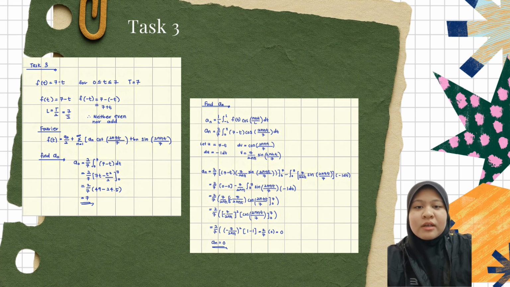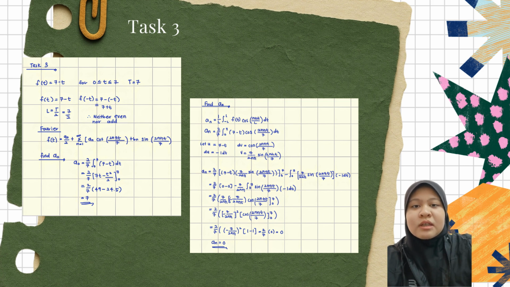For task 3, we are required to determine the Fourier series of the given function, which is f(t) equal to 7 minus t for the interval from 0 to 7. The first step is to identify whether the function is even, odd, or neither. After comparing f(t) and f(minus t), we found that the function is neither even nor odd.